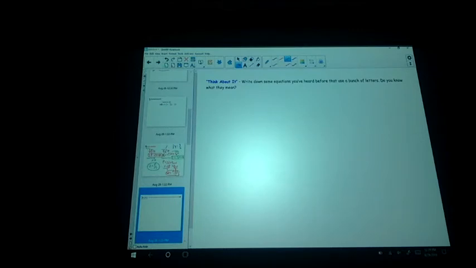Think about it. Write down some equations you heard about that use a bunch of letters. Do you know what they mean? Well, I have one over there on the board. E stands for energy, equals M, which is mass. So that's the weight of mass. So 15 pounds, 35 kilograms, things like that. And then C. What does C stand for?